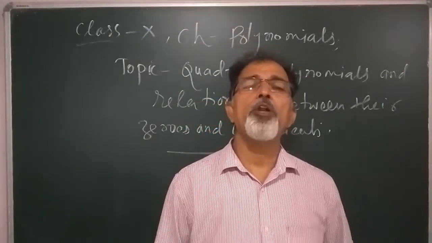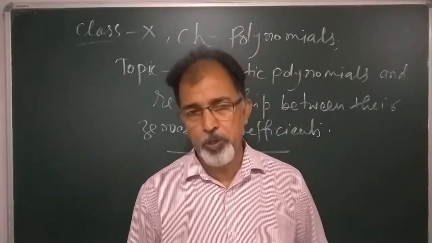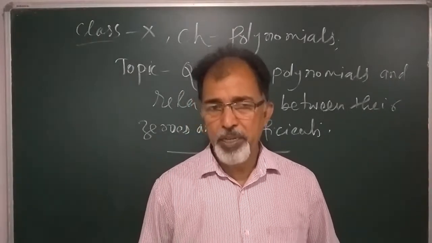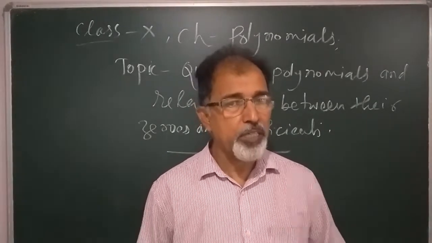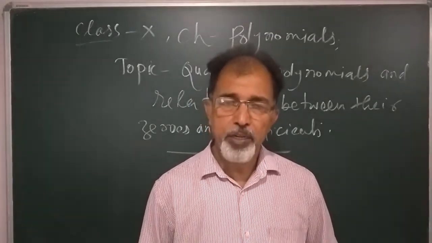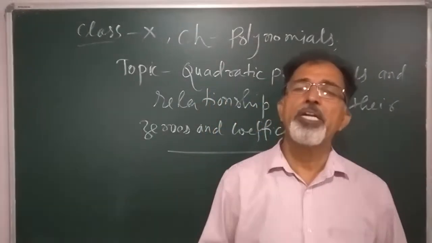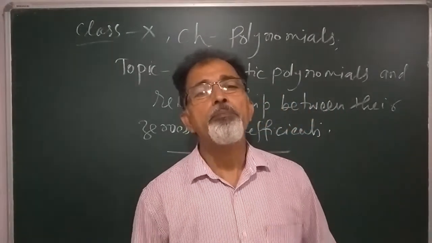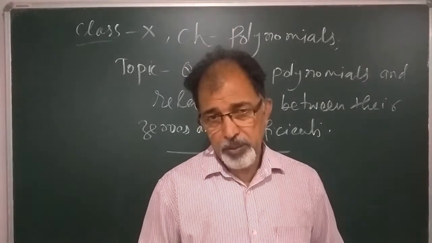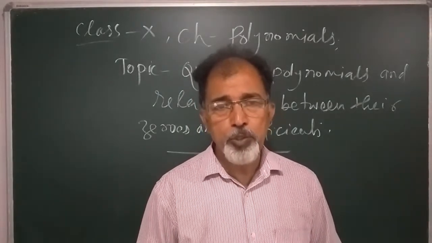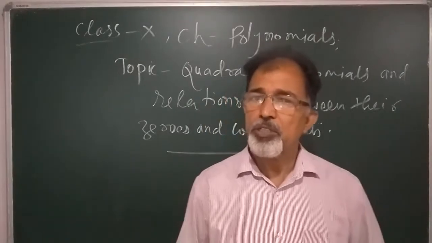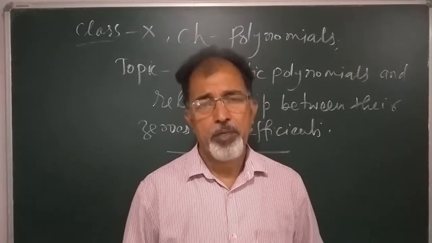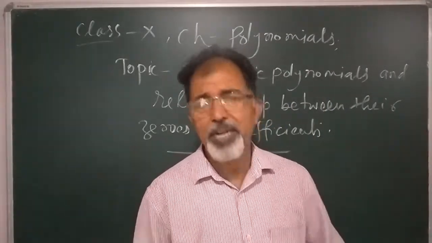Similarly, a polynomial whose degree is 2 is known as a quadratic polynomial. Its general form is ax square plus bx plus c, where a, b and c are real numbers and a is not equal to 0. The degree of this polynomial is 2. Therefore, a quadratic polynomial can have 2 zeros, that is, the maximum number of zeros of a quadratic polynomial is 2. A quadratic polynomial can also have no zero, which I shall explain later on.